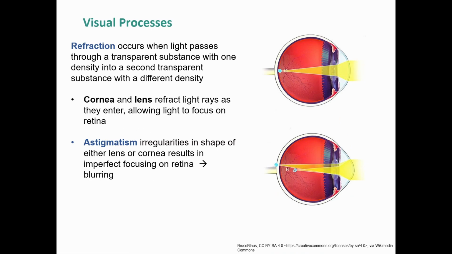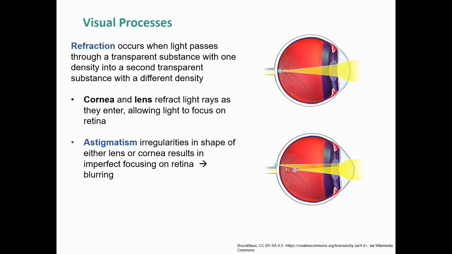Now, there's a couple things that we need in order for vision to actually work. We kind of went over the basics, but we're going to talk about some of what I call visual processes. These are all things that need to happen in order for vision to be clear and something we can actually use, right? So one thing that needs to happen is what's called refraction.